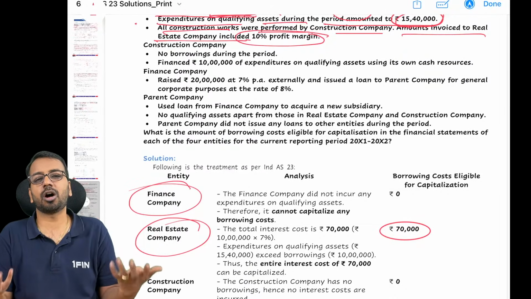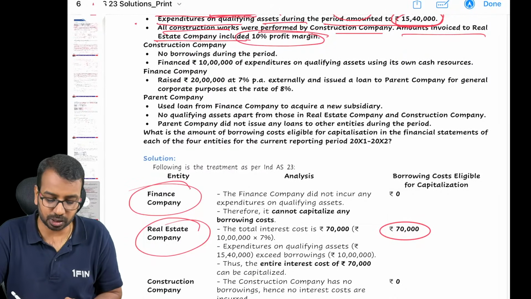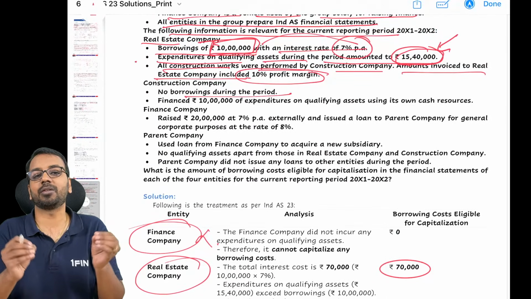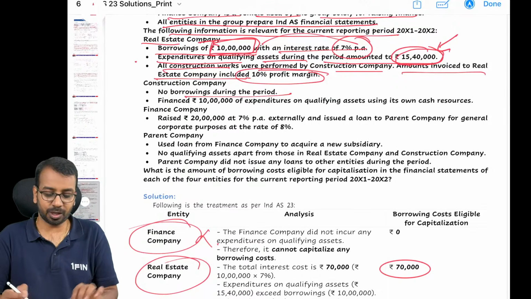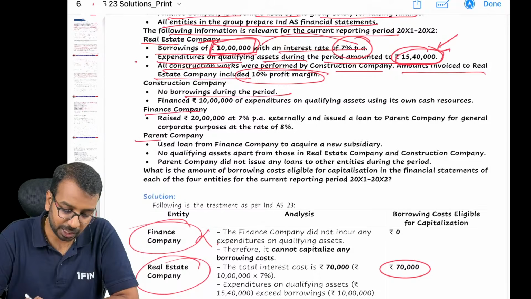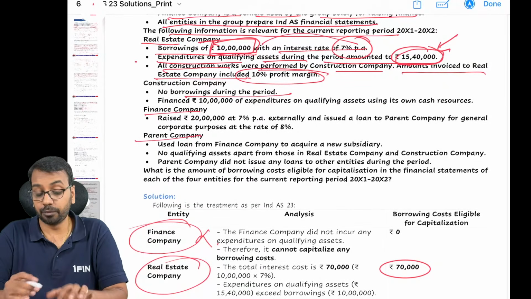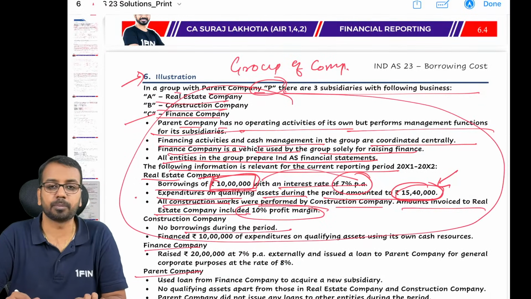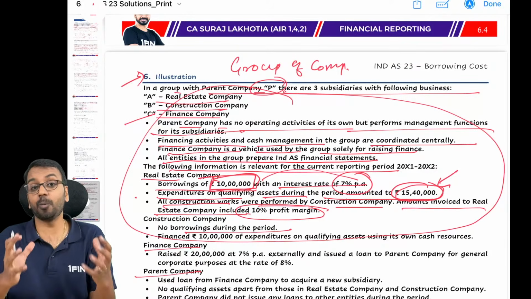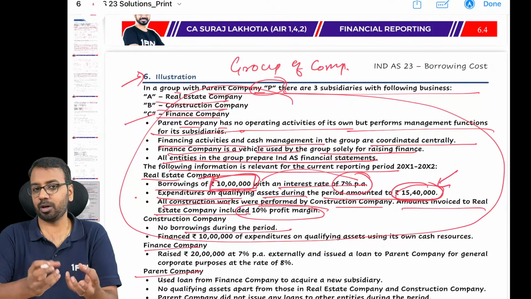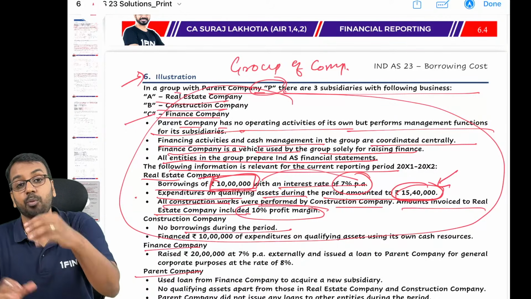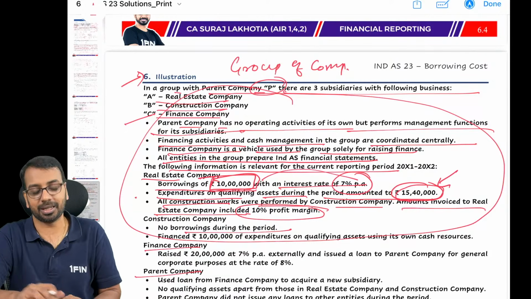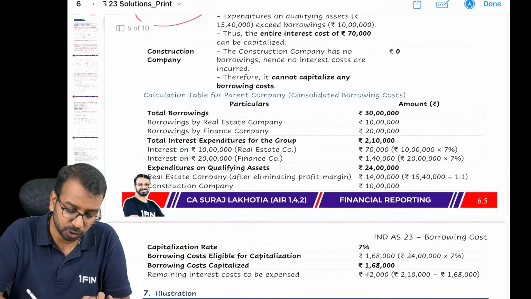Finance company is not constructing or acquiring any qualifying asset, so they will not have anything. Construction company has no borrowings, which means no borrowing cost to be capitalized. Now, when it comes to the parent company, what you have to do is treat the entire thing as a group and see that this group has general borrowings. If there is specific borrowing, well and good. Other borrowings you can pool together as general borrowings, because centrally they are being managed.